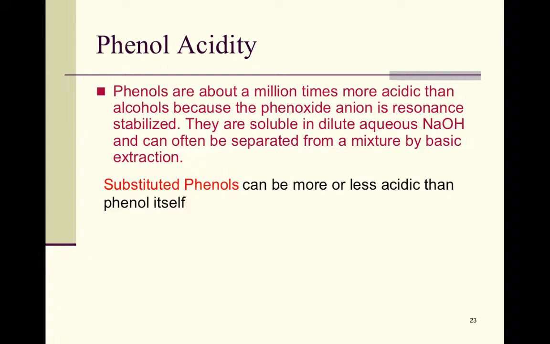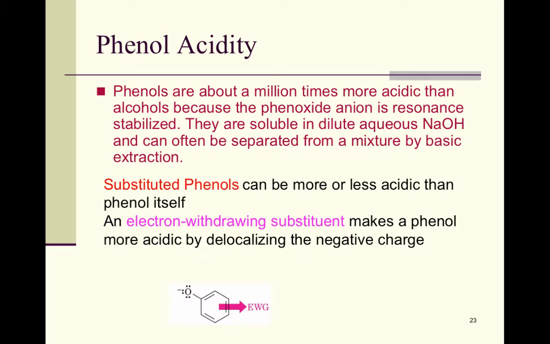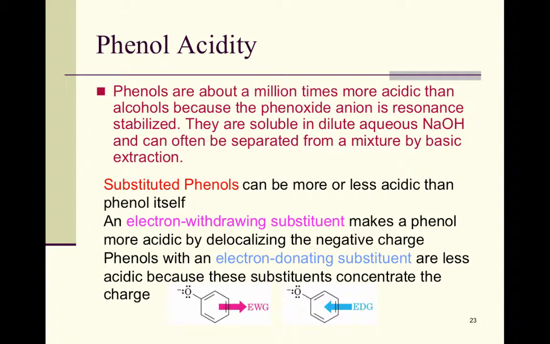Substituted phenols can be more or less acidic than phenol itself. If you have an electron withdrawing group, especially at the para position, we saw that on that previous table, an electron withdrawing group allows the hydrogen to leave more. This is not only the inductive effect that we saw earlier, but now we also have the resonance effect helping us out there. Phenols with an electron donating substituent are less acidic because these substituents concentrate the charge. The hydrogen is less likely to leave to form the ion.